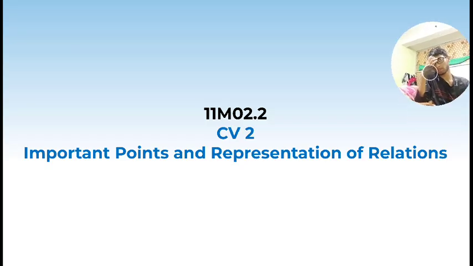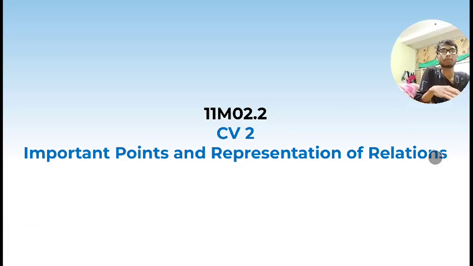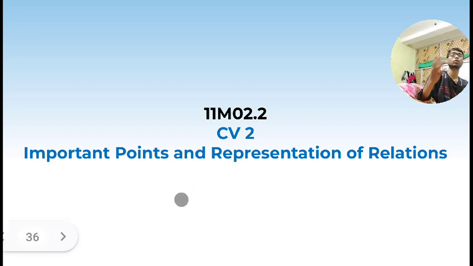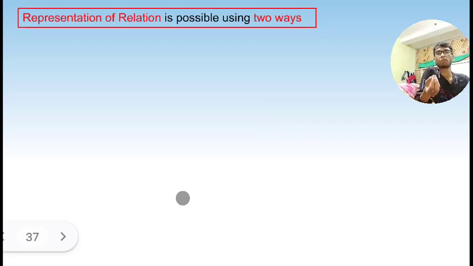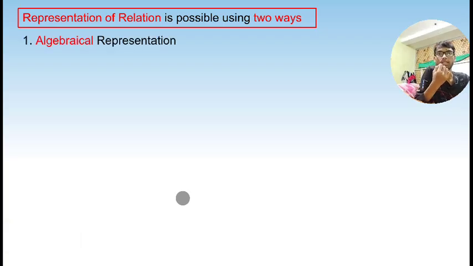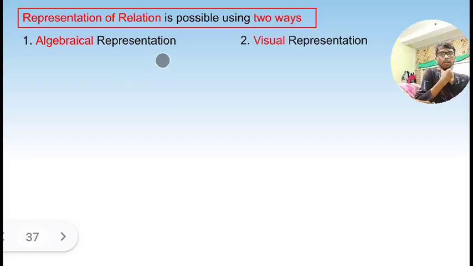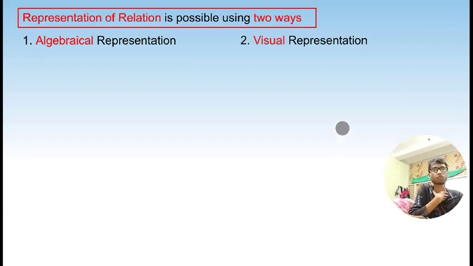Important points about relations and how to represent a relation. That's it. Representation of a relation is possible in two ways. First, algebraical representation, and second is visual representation.